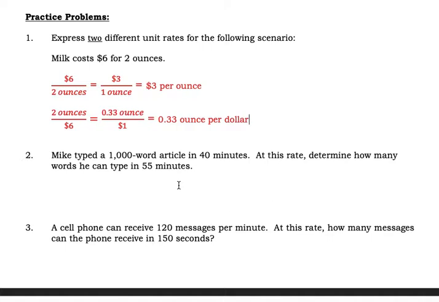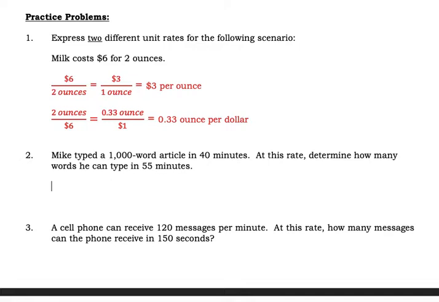Mike typed a 1,000-word article in 40 minutes. At this rate, determine how many words he can type in 55 minutes. So let's calculate a unit rate.